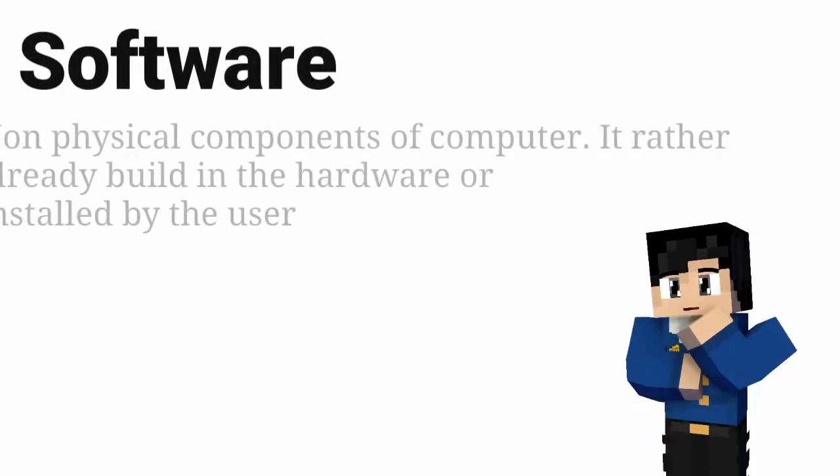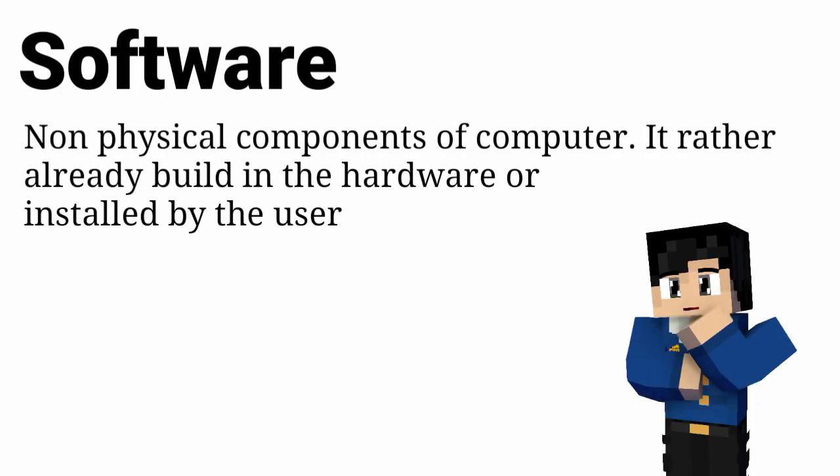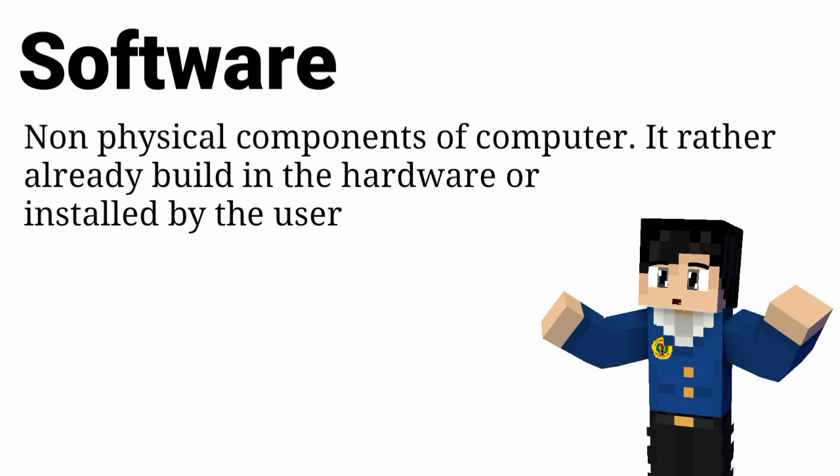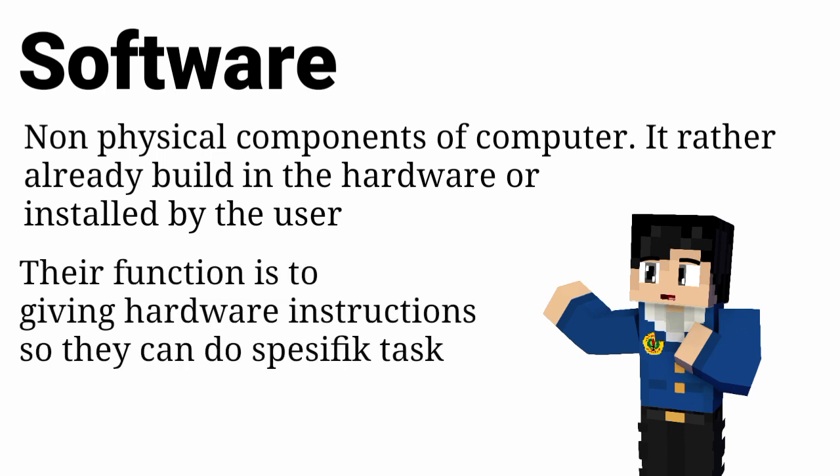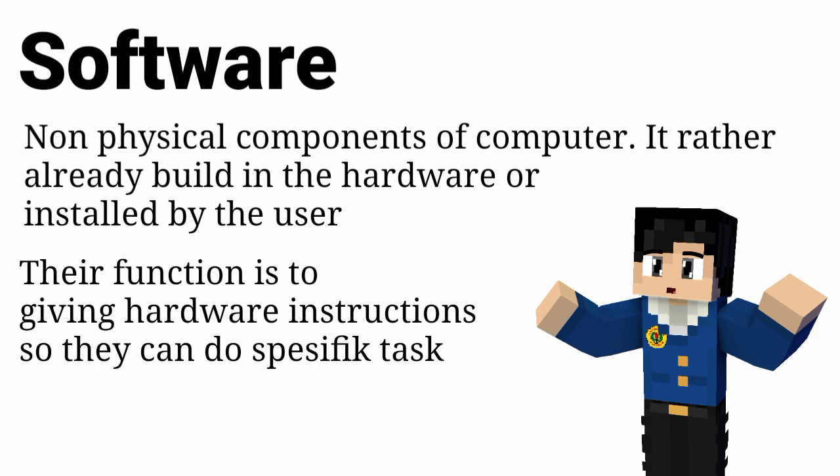Software is a non-physical thing on a computer. It cannot be seen or touched. However, it exists and it is part of the system. It is like the inside of the computer itself. Software's main function is to give instructions that guide the hardware to perform specific tasks. In short, it tells the hardware what to do.